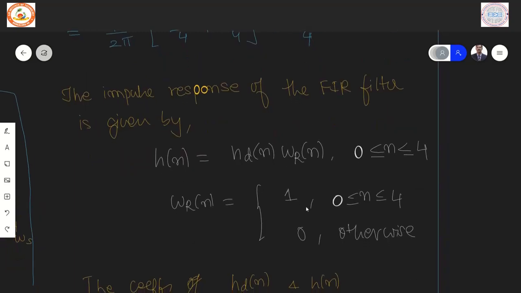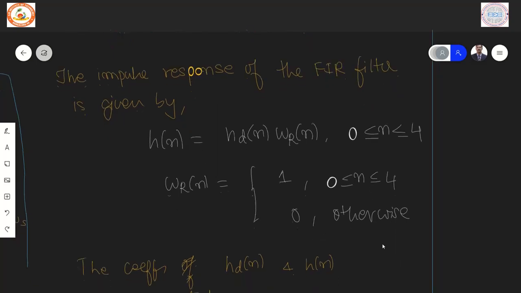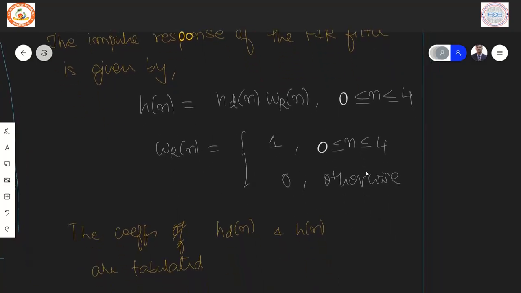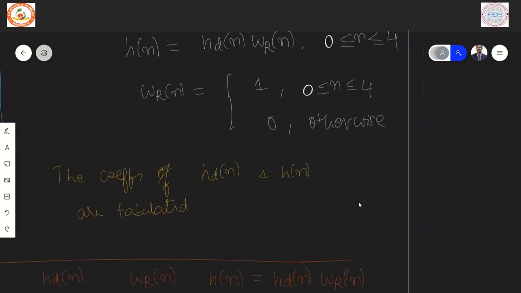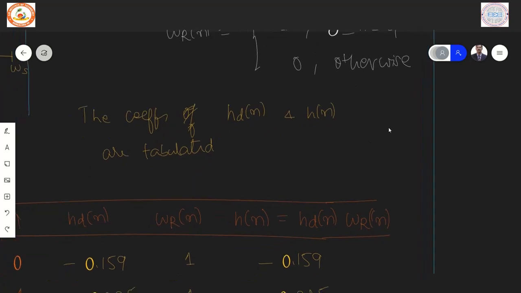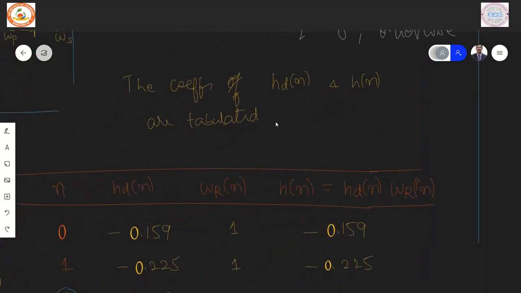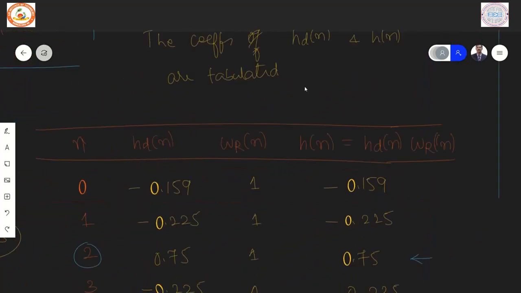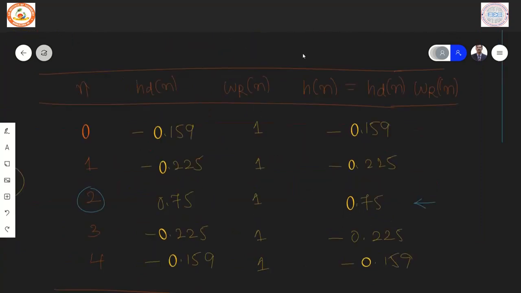WR of n is equal to 1, for n between 0 to 4, and 0 otherwise. Then after doing the multiplication, you can tabulate the coefficients of HD of n and H of n along with WR of n. So by substituting the different values of n, in the problem we know n value, there are 5 points between 0 to 4, substituting, you calculate what is h of n.